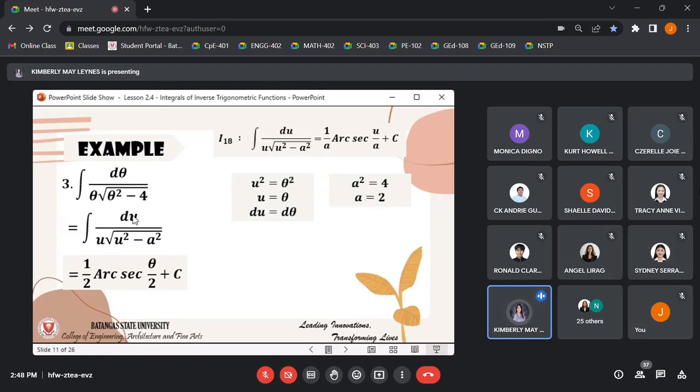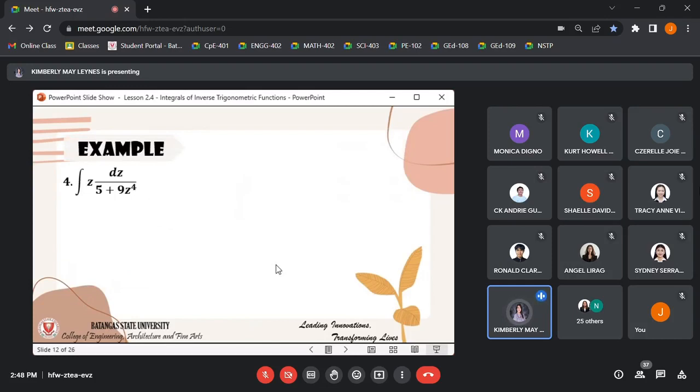And then, nag-substitute tayo. D theta is equal to du. Yung theta naging u. Yung theta squared naging u squared. 4 naging a squared. And the integral of du over u times the square root of u squared minus a squared, by applying our formula number 18, is 1 over a arc secant of u over a plus c. So, 1 over ang a natin ay 2 arc secant ni theta which is our u over ang a natin ay 2 plus c. So, this is our final answer. Okay, so after number 3, proceed na tayo.